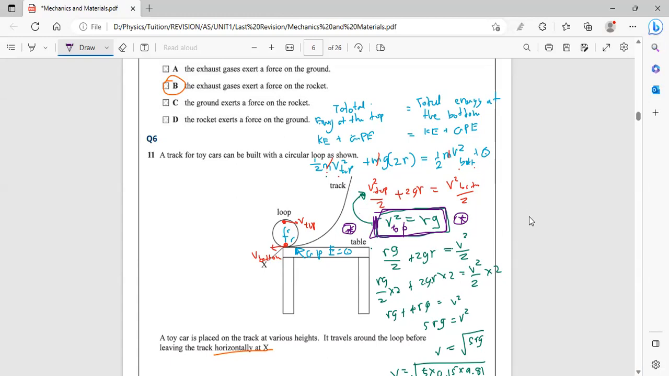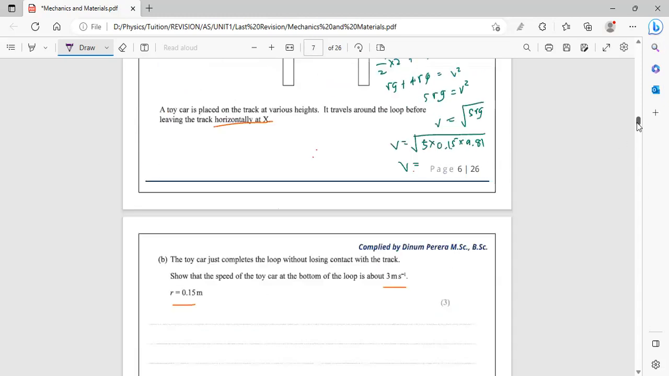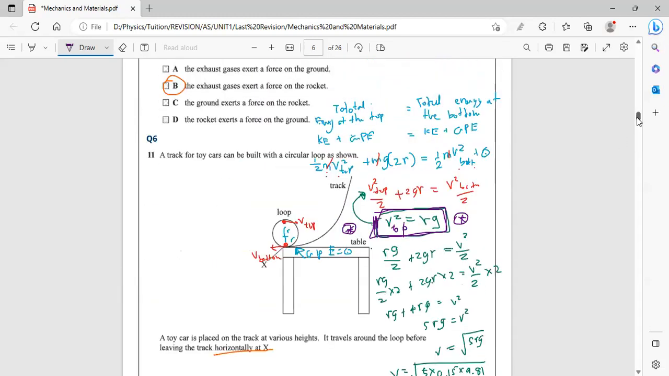energy. It's all about the energy. If you assume that there is no energy loss when the car moves along the track and the loop, its gravitational potential energy is converted to kinetic energy, and the kinetic energy is converted to gravitational potential energy.